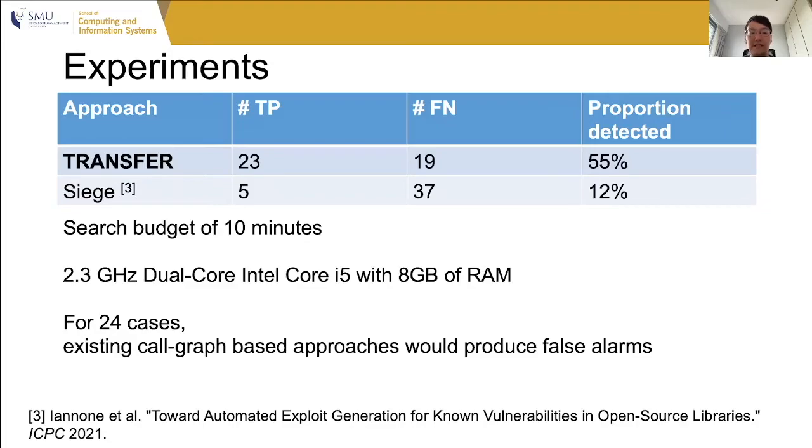Transfer is compared against Siege, which was a previously proposed test generation approach, and we used a search budget of 10 minutes and executed our experiments on a standard laptop. Transfer outperforms Siege in detecting the library vulnerabilities by about 40%. And for the 24 cases where the vulnerabilities could not be triggered, we note that existing call graph approaches would produce false alarms because the vulnerable function would appear to be reachable based on the call graph.